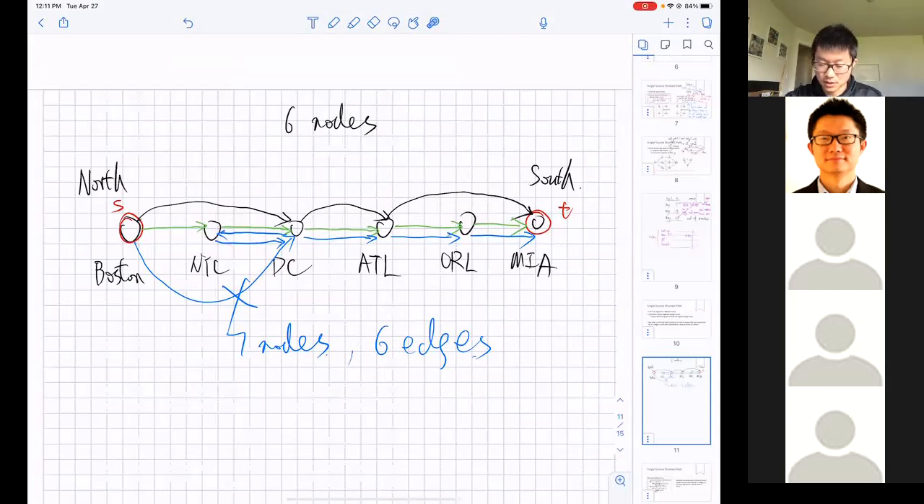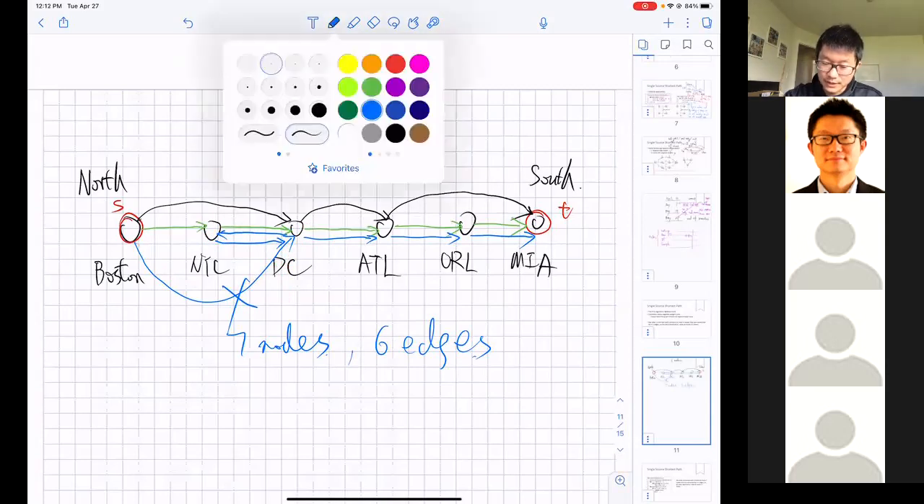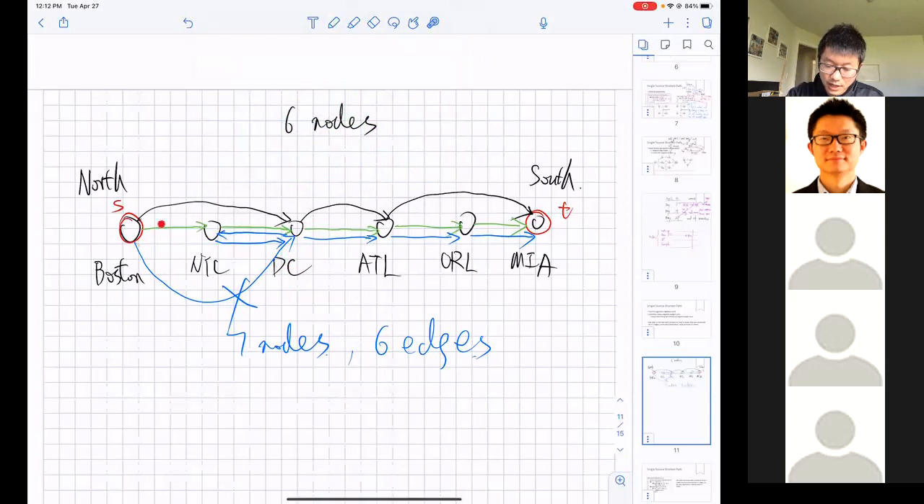So here the blue path repeatedly visits the same place twice. The same place is DC. We visit DC twice, and it wastes us time. So if we check the green route, how many nodes do we go across? 1, 2, 3, 4, 5, 6. So the green one travels 6 nodes, and how many edges are there to connect these 6 nodes? 1, 2, 3, 4, 5. 5 edges.